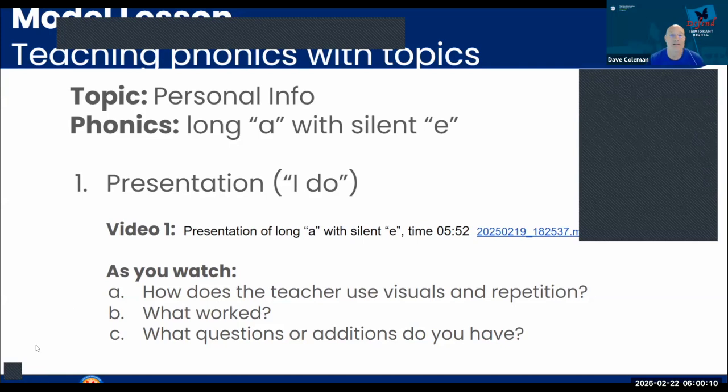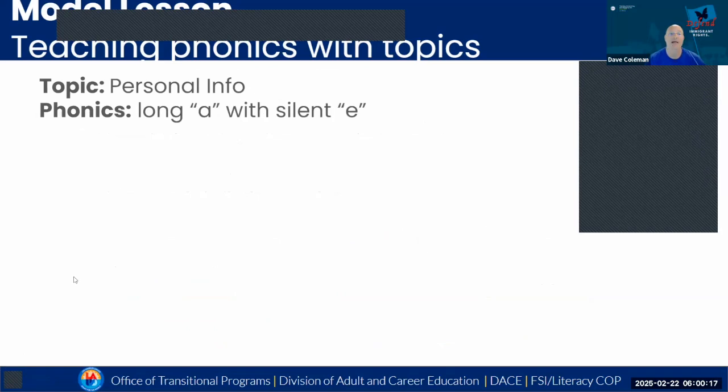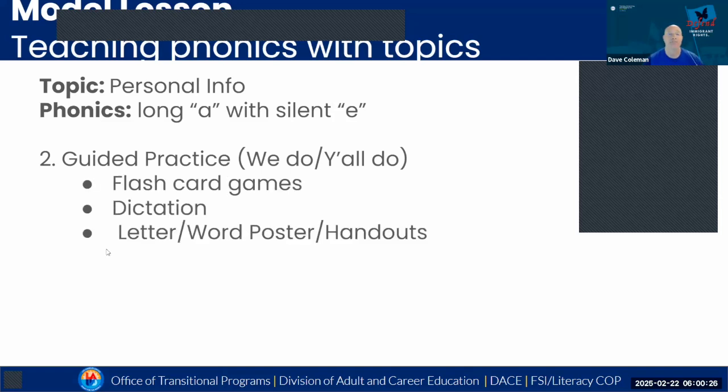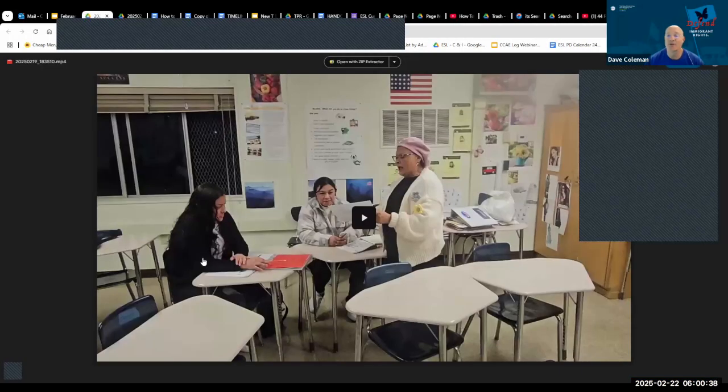So Irene created some other topics as well. I mean, not topics. She stayed with the personal information topic. She stayed with the same phonics, but then she created some guided practice activities for the students. And here's what they are: flashcard games, dictation, and some letter and word posters and handouts. So we're going to look at some more videos, and you're going to see how the students get practice with and without her. So let's try it out.